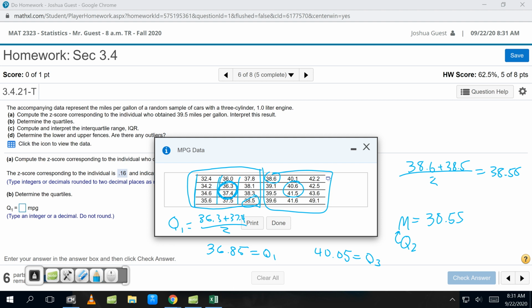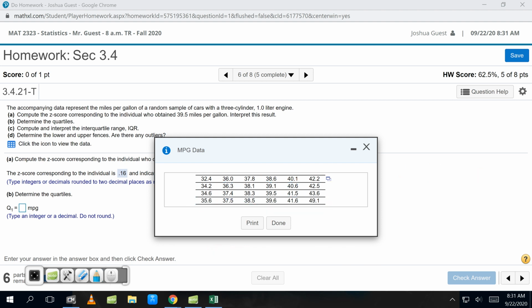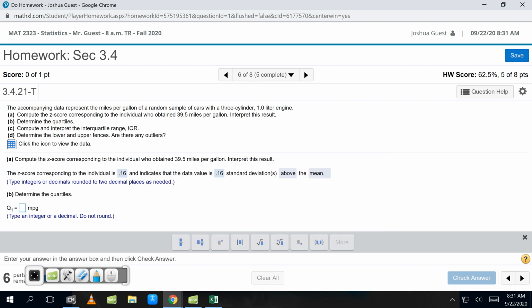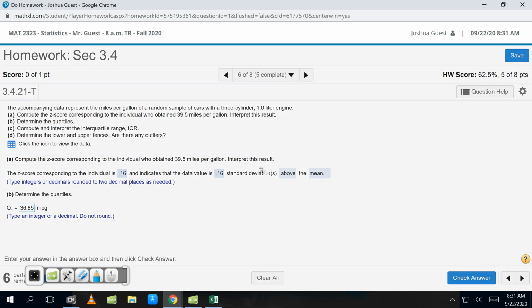So I'm going to take a picture of that so I can remember those values, although I can't hardly read my writing. All right, so here, what is Q1 we said? We said Q1 was 36.85. Let's try that and see what happens. 36.85. All right, excellent. And then it's going to ask us for Q2, which is also the median, which we said was 38.55.